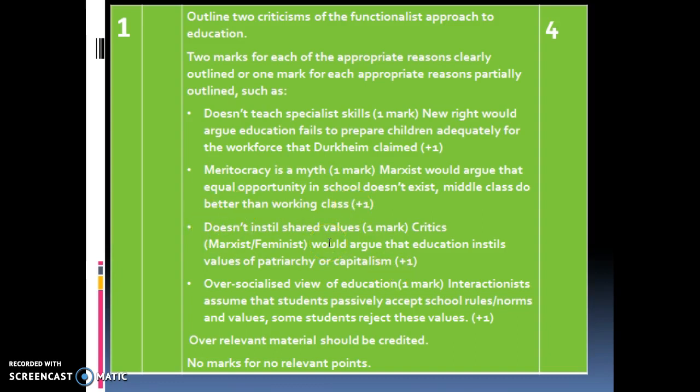Another view that functionalists have is that education instils shared values. A criticism from Marxists and feminists would argue that it doesn't instil shared values, it actually instils the values of patriarchy or capitalism. And a final criticism is that there is an over-socialised view of education. Interactionists would argue that people are not puppets of society. They don't passively accept the school rules or the norms and values, and in reality some students actively reject these values. Just to clarify, you need to give a criticism and then explain what that criticism is. In this case, I have referred to another sociologist and they are stating what part of the functionalist view they are criticising, if that makes sense.